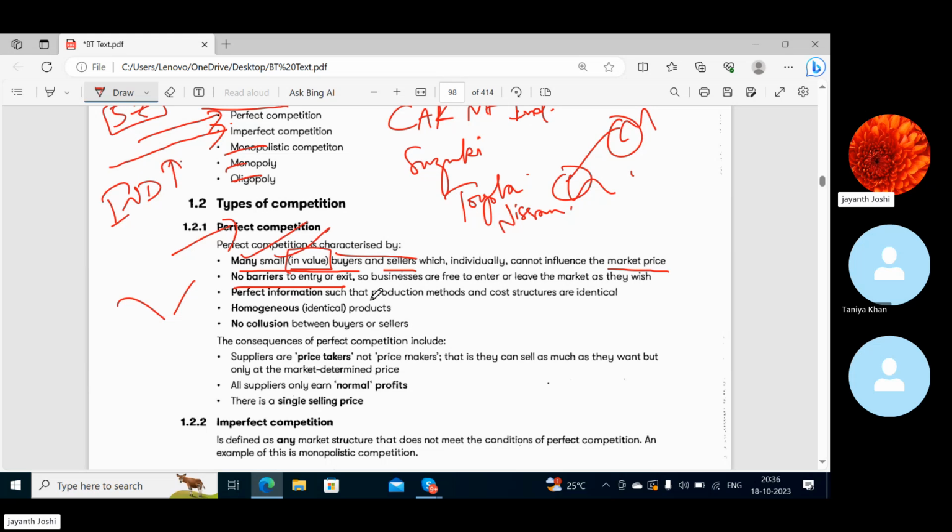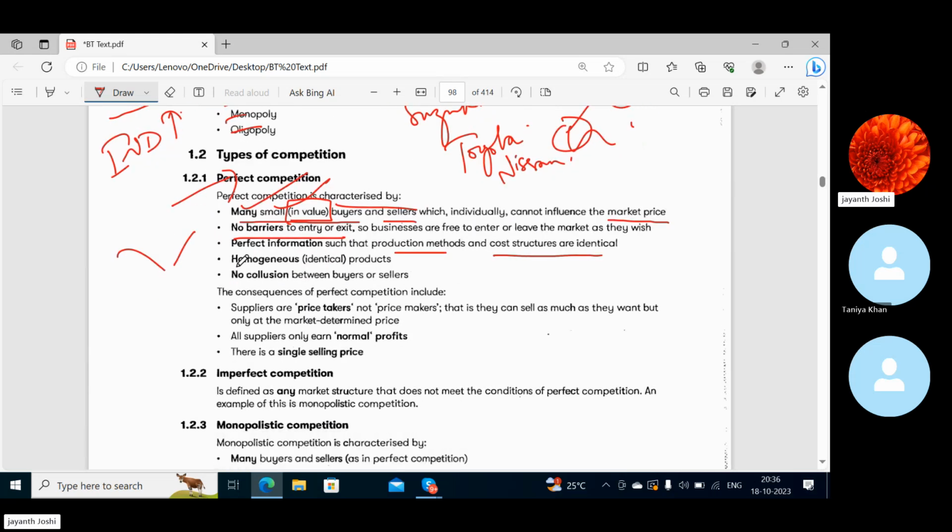Perfect information, such that production methods and cost structures are identical. That means everyone has the knowledge of how things are happening in the market. Whatever the sellers are selling, how those goods are coming, or how they are procuring them, and what the cost is, everywhere it is the same and identical. They are selling homogeneous, similar kinds of products. That's called homogeneous products, right?